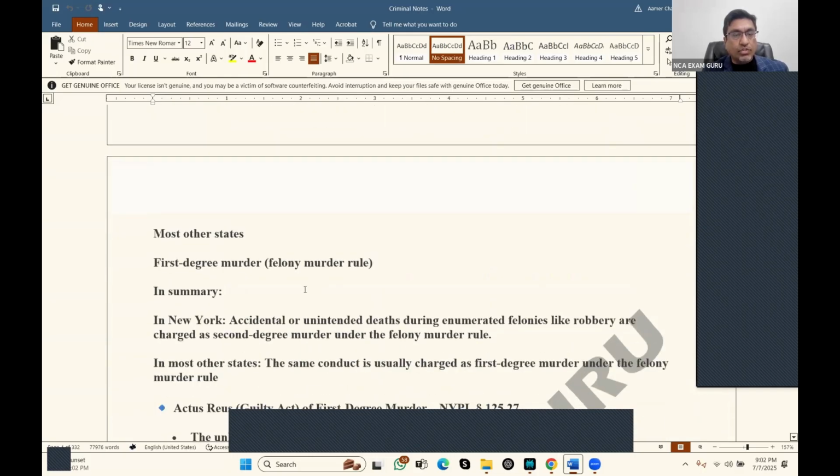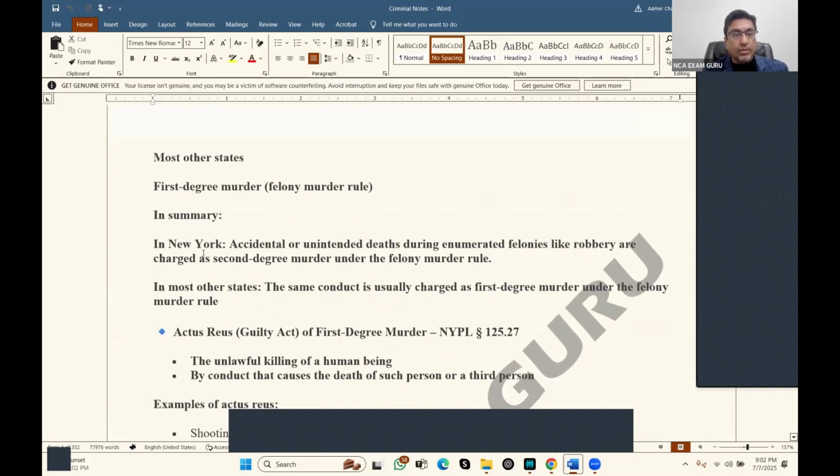First degree murder felony rule in summary. Can you read in summary? In New York, accidental or unintended death during enumerated felonies like robbery are charged as second degree murder under the felony murder rule. What is the felony murder rule? During the execution of any felonies that are specified, if someone dies. Give me an example of felonies. The robbery and... That's it.